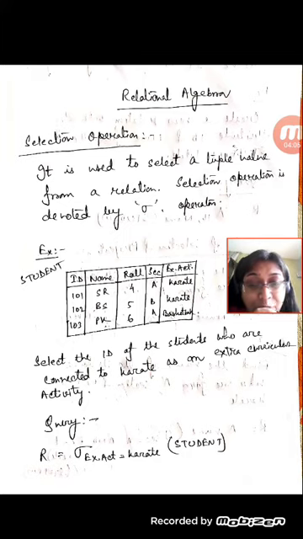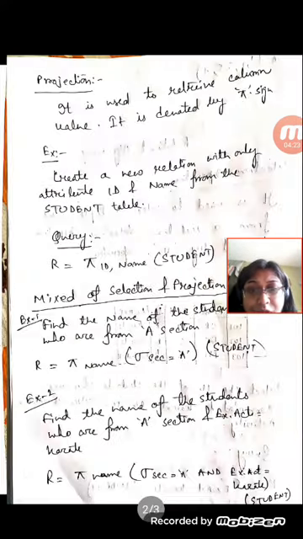So the expression for the selection operation is sigma. Under sigma you have to mention the condition on which you want to retrieve the data, and then you have to mention the relation name from where you want to retrieve the data. Okay, so this is the concept of the selection operation.